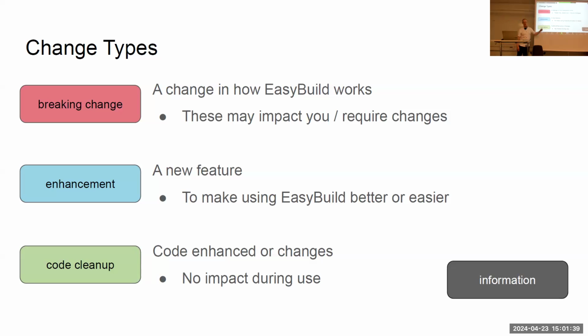The bigger section is enhancements: new features, things that will make your life better or make our life better developing. And the bottom one, code changes. That's code cleanup, where we've basically improved our life by managing to get rid of a bunch of code. Though some of those imply breaking changes because we've removed a few things.